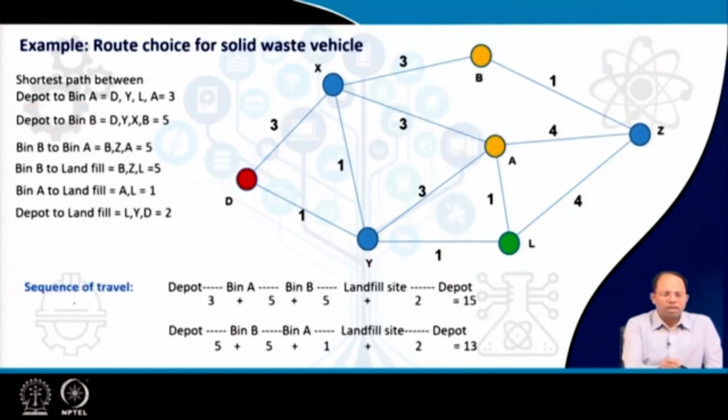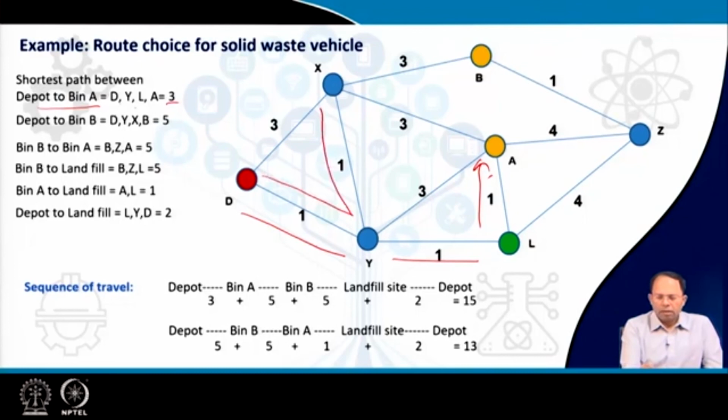So now the shortest path, as we have found, for depot to bin A is along D-Y-L-A, which is 3. So D-Y-L-A. So this is 3. For depot to bin B, this is D-Y-X-B. So this path is of size 5, right? Then bin B to A is B-Z-A. So that is like this.